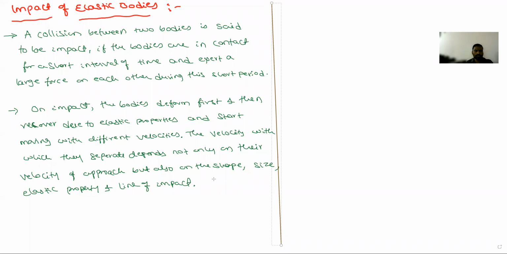Okay. So first of all, you should know what is impact. Impact means it is a collision between the two bodies. The collision between the two bodies is said to be impact if the bodies are in contact for a short interval of time and exert a large force. A large force acting in a short interval of time is called impact. Like the blasting of an atom bomb, a large force is releasing in a short interval of time. Like you are hitting a cricket ball, the ball is coming and hitting the bat. That is only a short time, but the impact is very high. That is called impact.